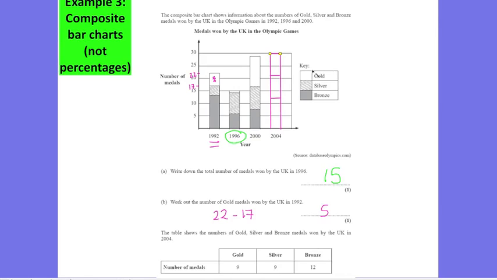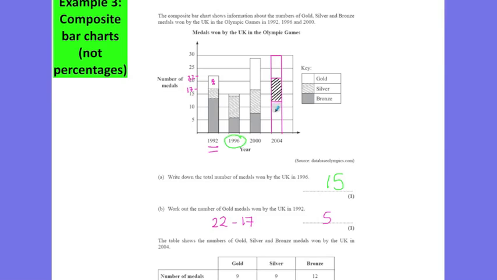Now, making sure that we follow the key. Gold stays white. Silver, we need to include some lines in our middle section of our composite bar chart here, using the key that's been provided and used for the other bars, so keeping consistent. And then for bronze, we're going to need to shade in our bronze section here to show our 12 medals.